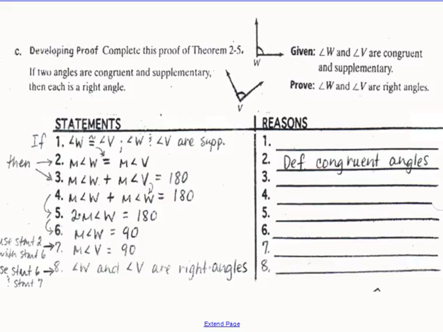Okay, so the next one shows us that we have two angles that are supplementary. First off, we see the given right here, angle W and angle V are congruent and supplementary. So that is written right here, and we need to put in the given.